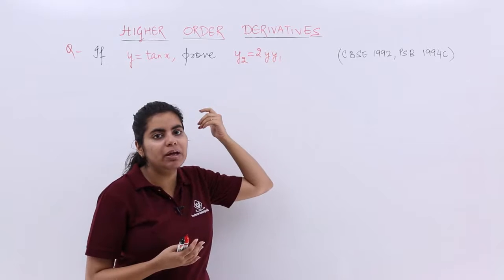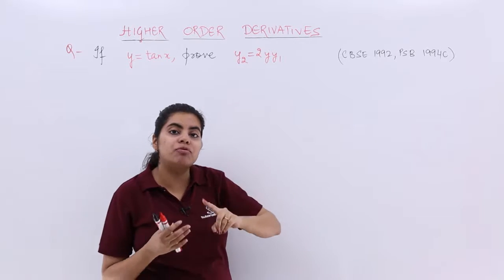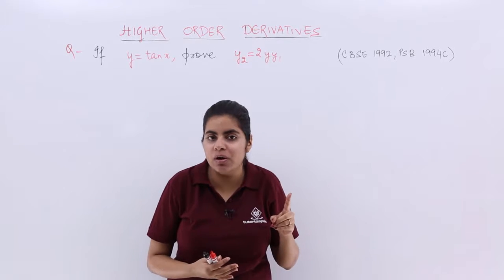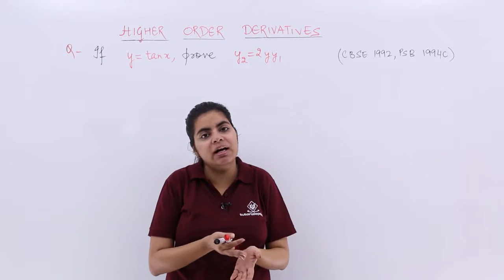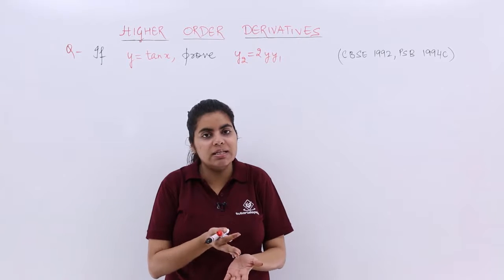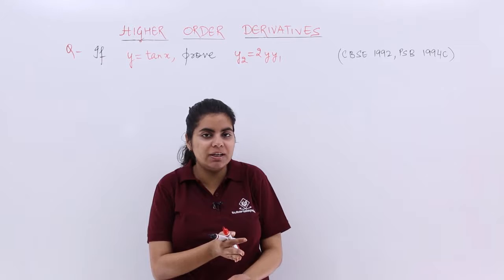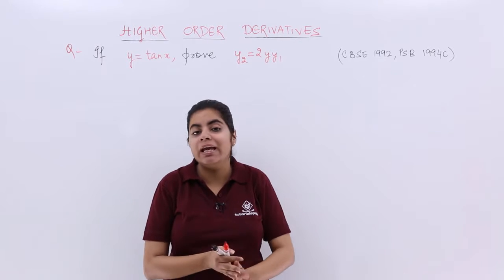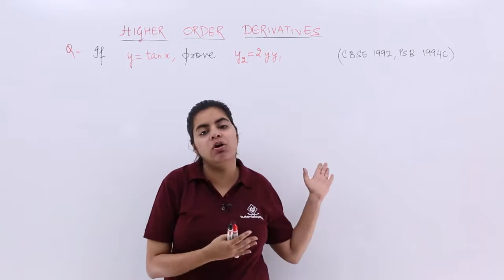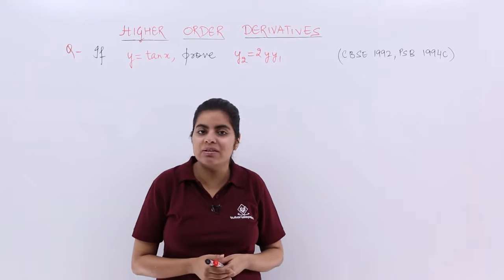y2 is equal to 2y y1. For this you have to refer to the overview video which says what y1 and everything is. y1 means the first order derivative, y2 means the second order derivative. In case you do not know that, you cannot go about this question. So let's read the question.